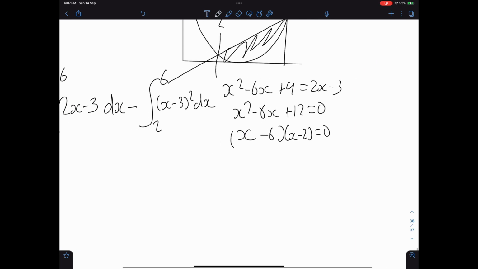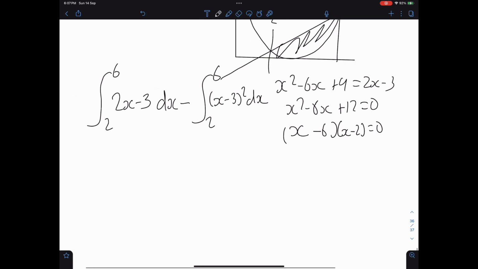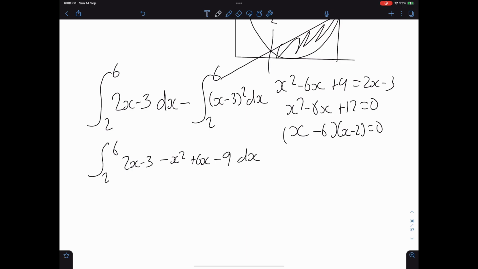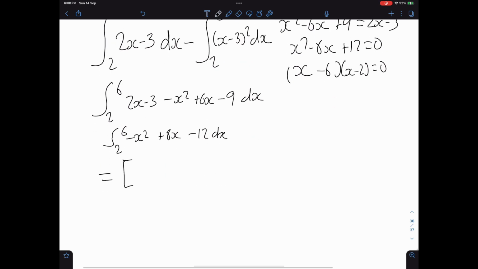So that's minus (x squared minus 6x plus 9), so then that becomes minus x squared, minus 6x, so that's plus 6x, and minus 9, dx. So that's minus x squared plus 8x minus 12 dx between 2 and 6. And then now we'll integrate.